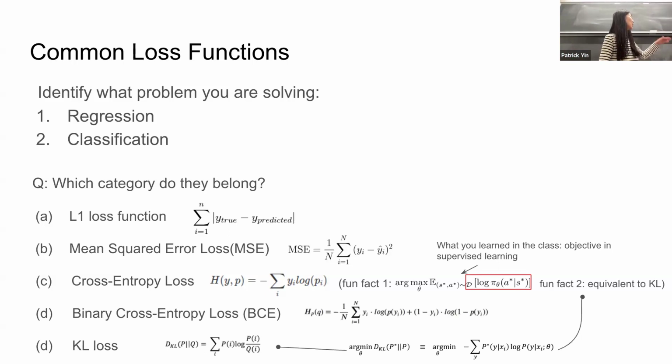Oh yeah, and there are several fun facts. If you look closely at the cross entropy, this is very special. You might find it familiar because in class, when we introduced the objective of supervised learning, it was pretty similar. The only difference is that now you have a negative sign because you're minimizing the loss function instead of maximizing. The second fun fact is that if you expand the KL loss, you will find that it is equivalent to cross entropy, up to a constant term in the first part.